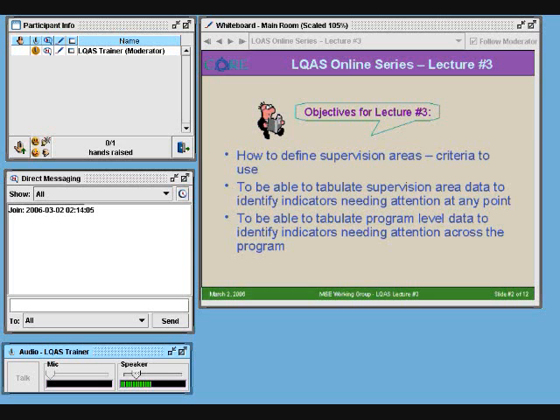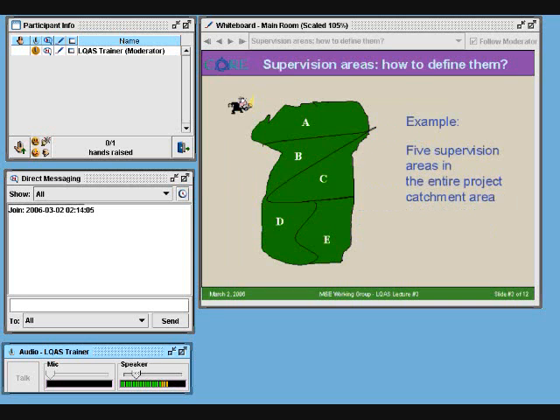We will give you the basis for doing such a tabulation process in this lecture, but we will provide further details and examples of doing so in the live session scheduled for March the 9th. Let's get started by taking a closer look at the concept of supervision areas when using LQAS.